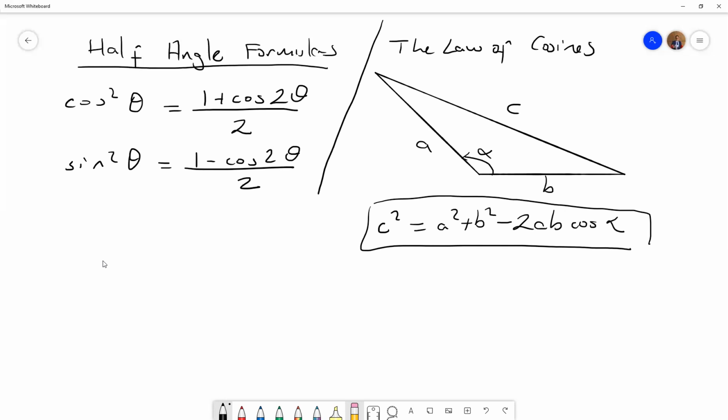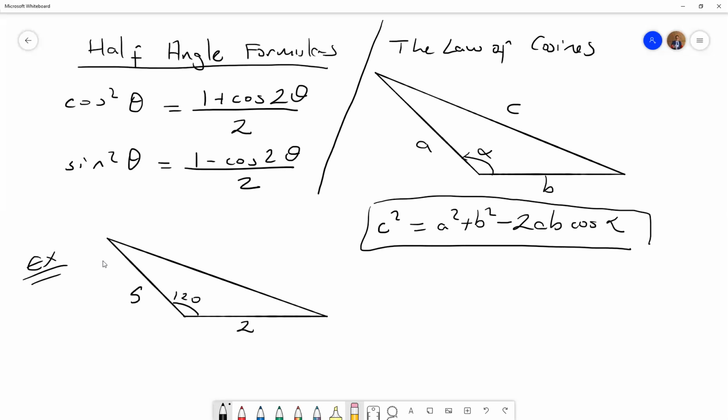So let's do an example for that. Again, let's draw our triangle. Our angle is 120, and the sides are 2 and 5, and we don't know C here. A, B, and C are points. So the question is find C. What is C? So from the formula here, we can do that.